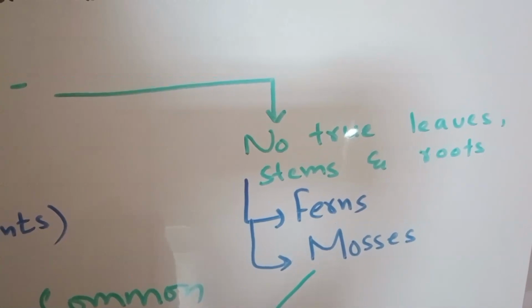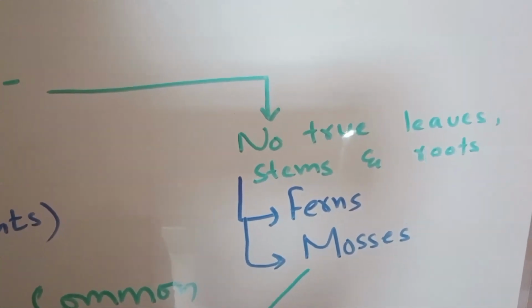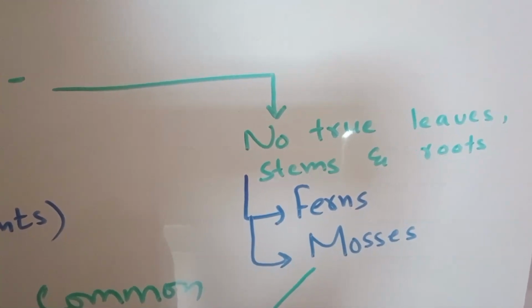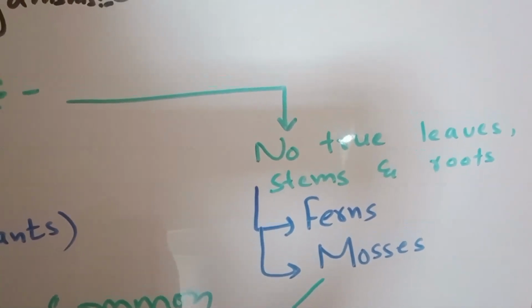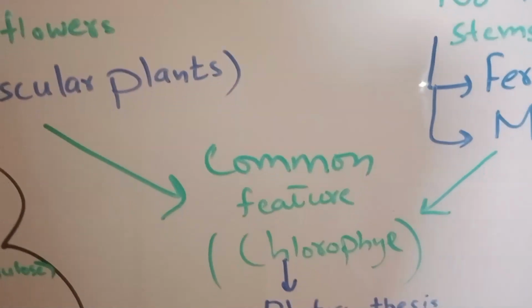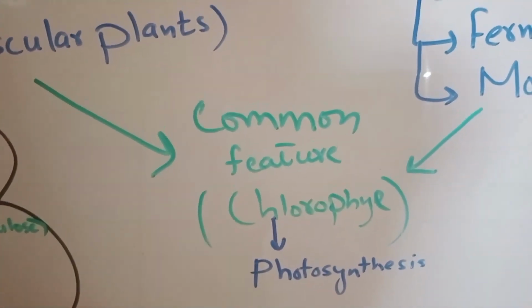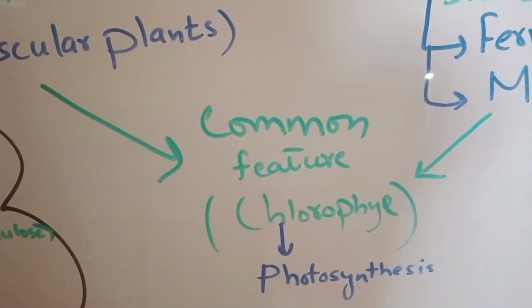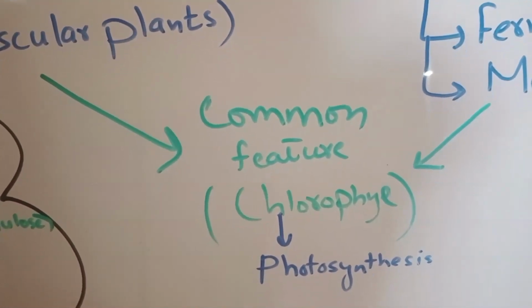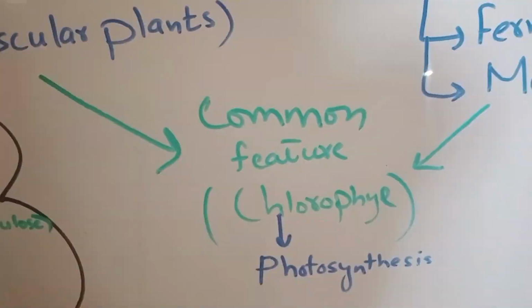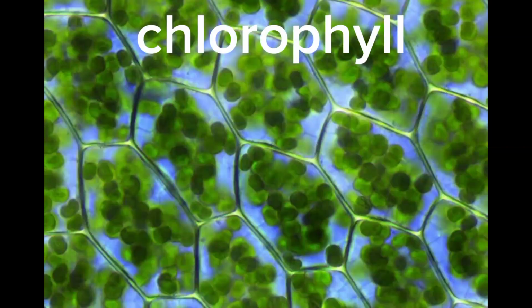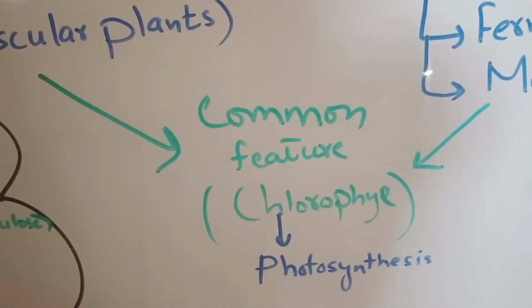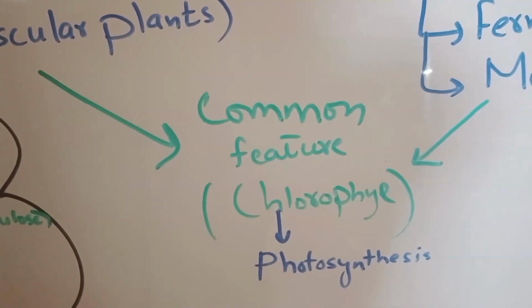But there is a link between the true plants and the ferns and mosses. So what is the link? What is the common feature? Chlorophyll. They both do photosynthesis. This green pigment is chlorophyll. They have a green pigment chlorophyll.